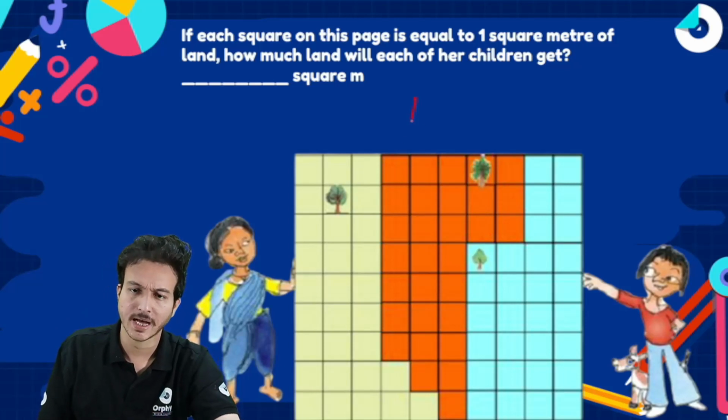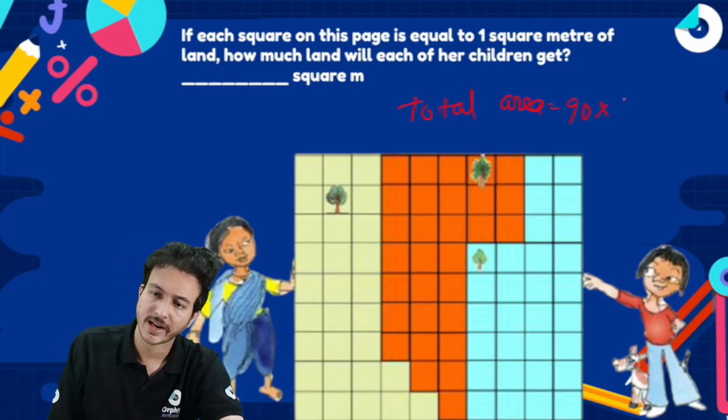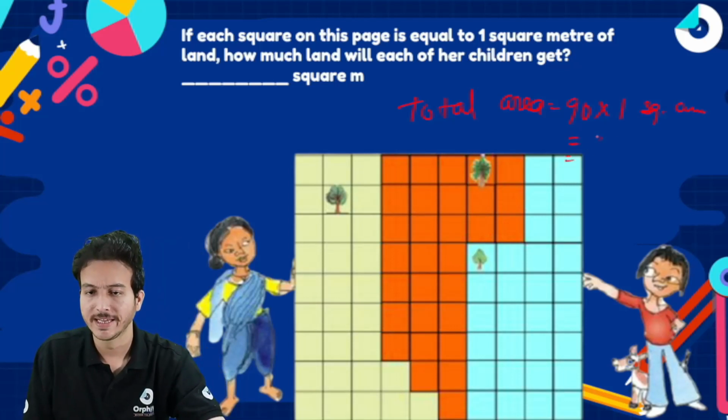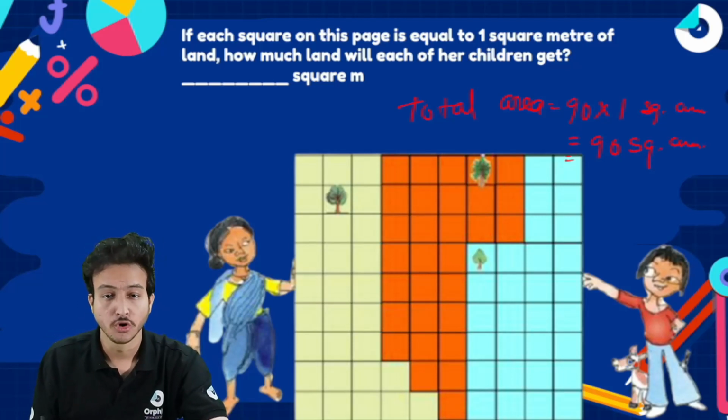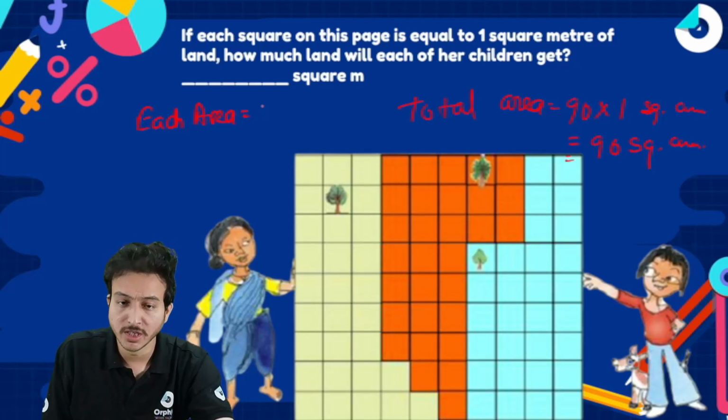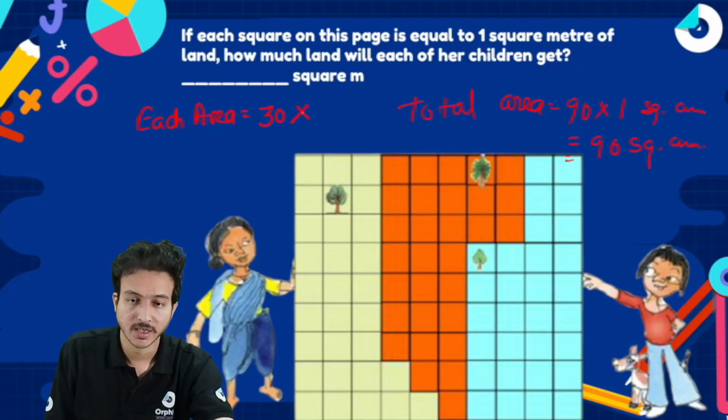So the total area is nothing but, because we have counted there are 90 squares and each square has area equal to 1 square centimeter, the value of total area comes out to be 90 square centimeter. But we need to find the area that each of them is getting. Each of them is getting 30 squares, and the area of each is 1 square centimeter. So the area of each of them comes out to be 30 square centimeter.